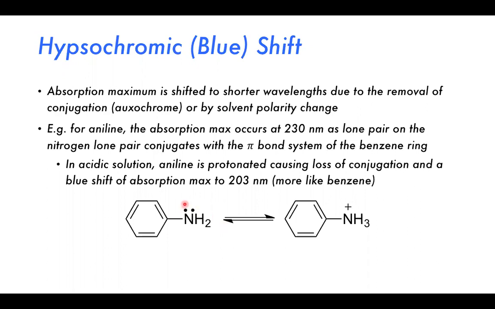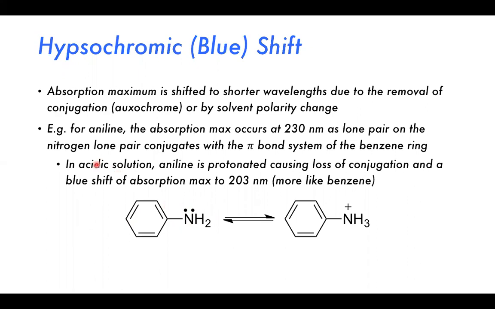So what's happening here is that this lone pair of electrons can be shared within the benzene ring. It extends this conjugated system, and the longer a conjugated system is, the longer the wavelength will be. We'll explain in a moment why that is.